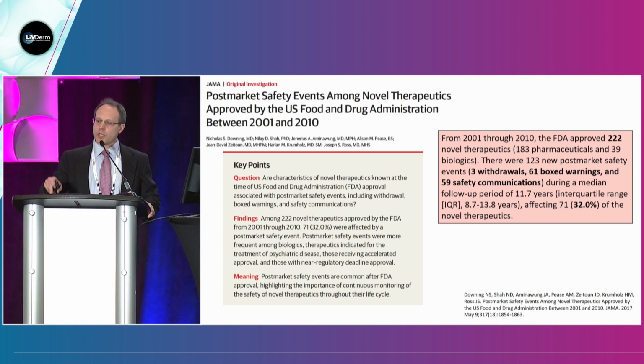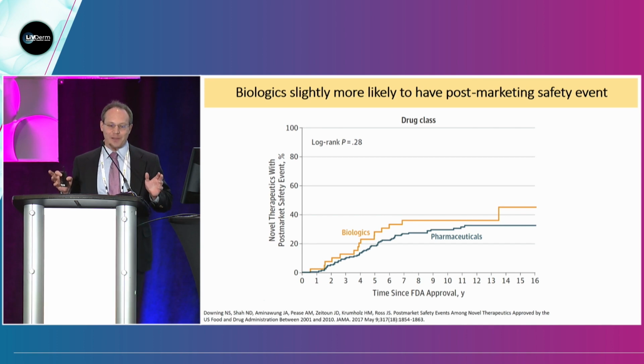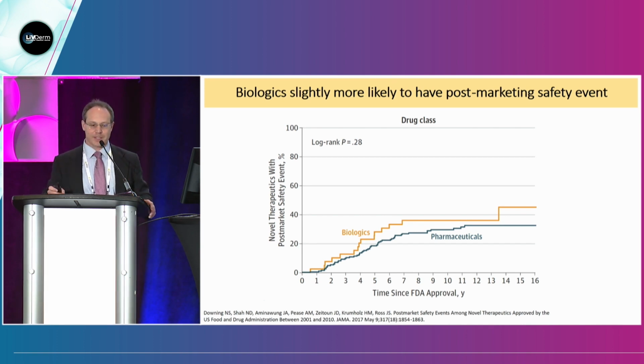This means 32% of all novel therapeutics in that decade had a safety warning, some type of safety event. That's 1 in 3 drugs having some form of safety event acknowledged by the FDA. Now, biologics are actually slightly more likely to have a post-marketing safety event.